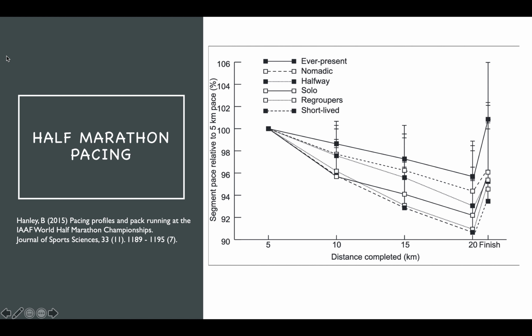The nomadic ones were ones that were always in a pack, but the people that were in that pack changed throughout the race. The halfway group were in a pack up until the halfway point of the race, and then they ran solo for the second half. The solo group didn't run in a pack for the entire duration of the half marathon. The regroupers were the ones that were in a pack at the 5K mark, then ran solo, and then joined a group at the end.